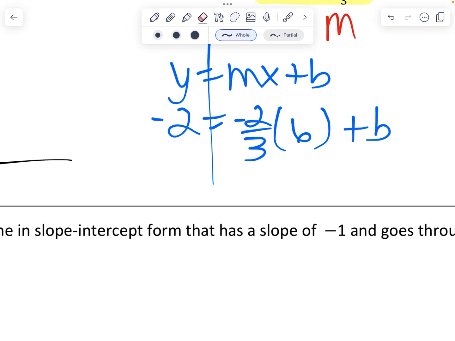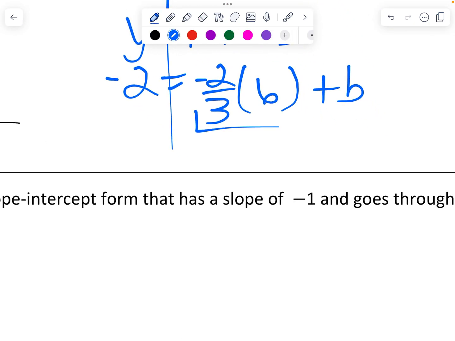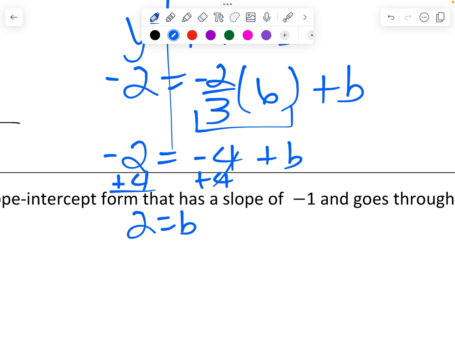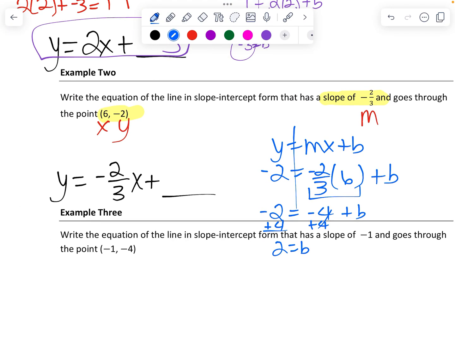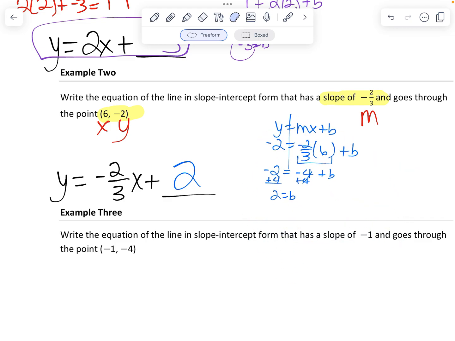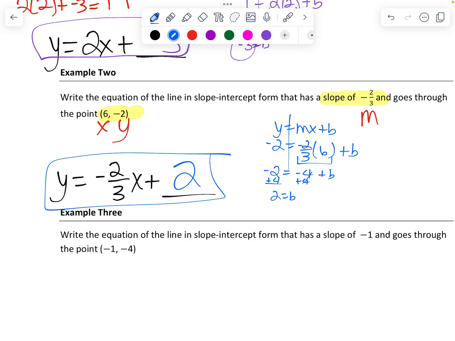So with our calculator, we can easily calculate our fraction. So we'll end up with negative 2 equals, I believe that's negative 4 plus b. And then to get b by itself, we'll add 4 to both sides and get b equals 2. So to finish the problem, we'll put 2 in that b spot or the y-intercept spot. So our final answer is y equals negative 2/3 x plus 2.